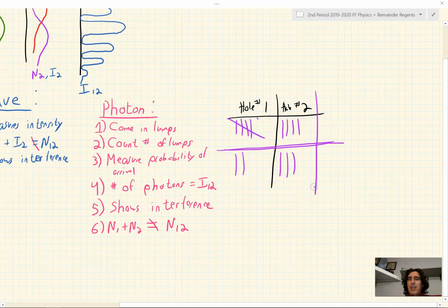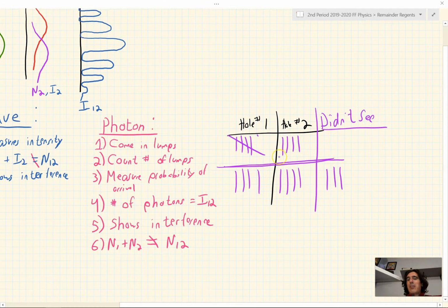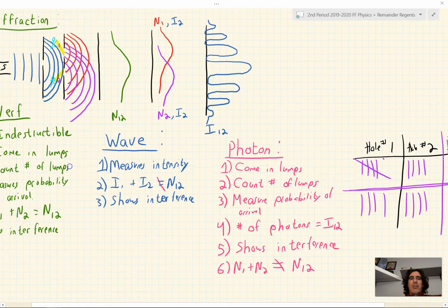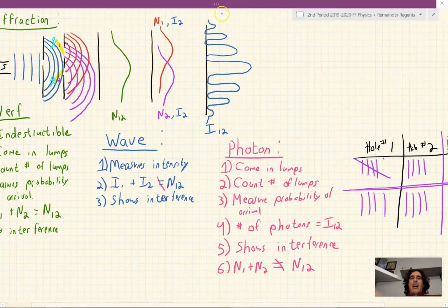Interesting. This time, because they were so dim, nobody saw it. So I'll add a column under didn't see. Click. 1. Click, click, click. 2, 1. Didn't see. Click. Didn't see. We'll do this 100 times, and we'll count all the photons that hit the wall, and guess what picture we get? We get I12.